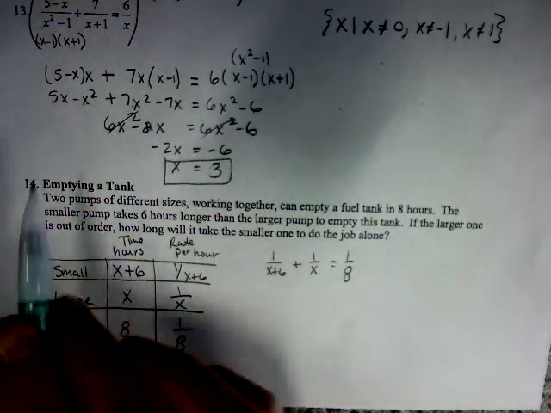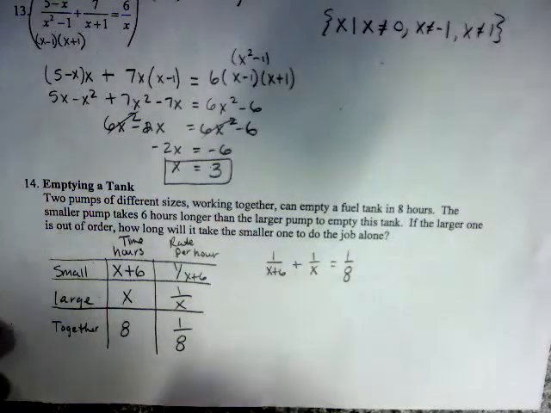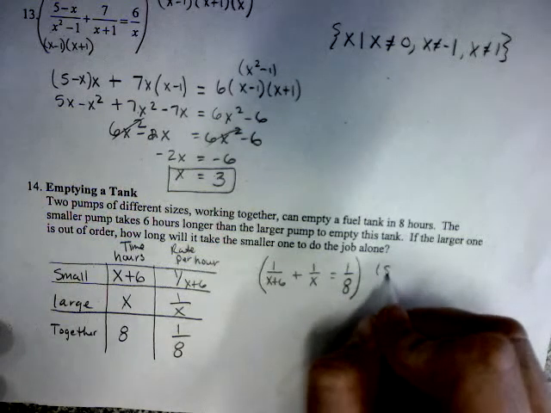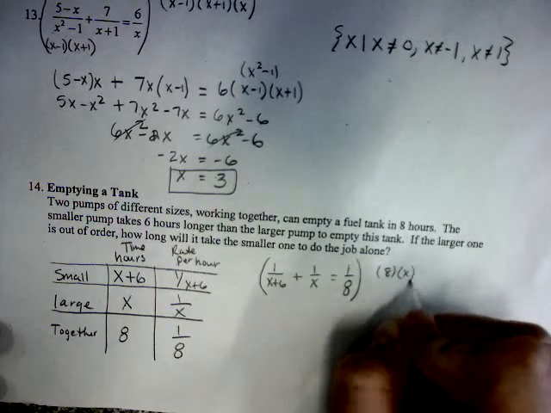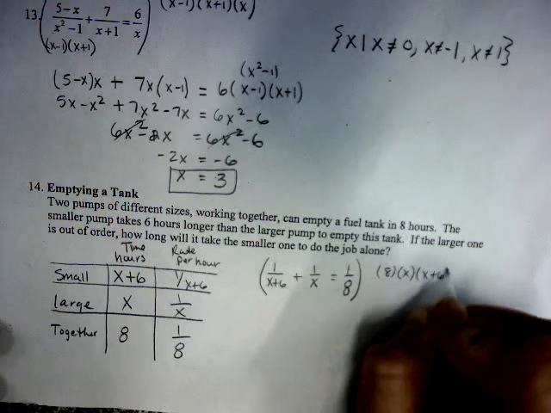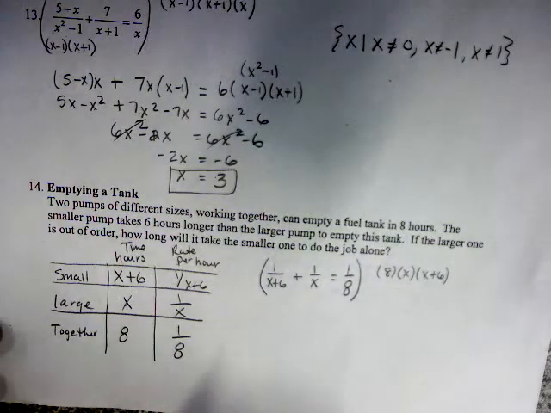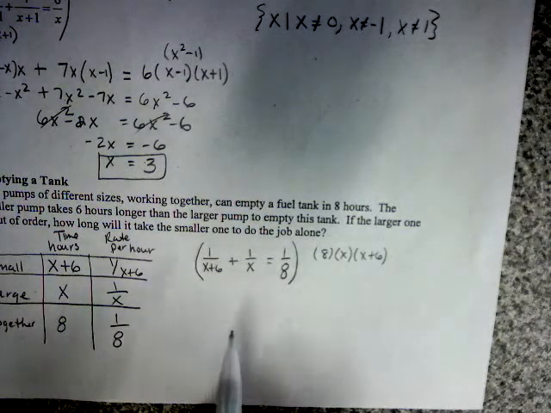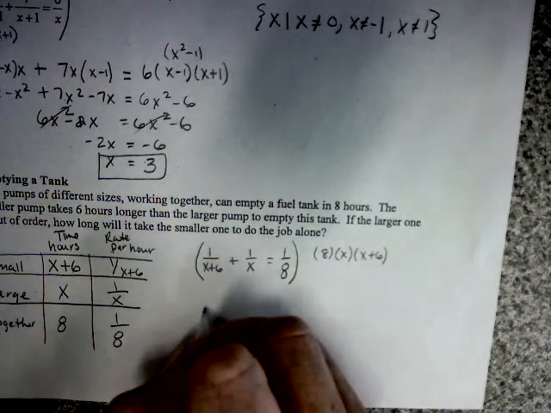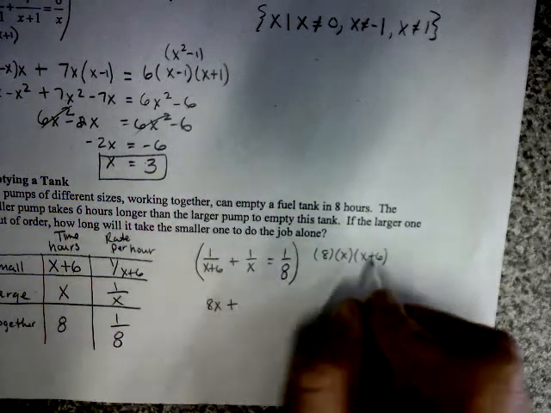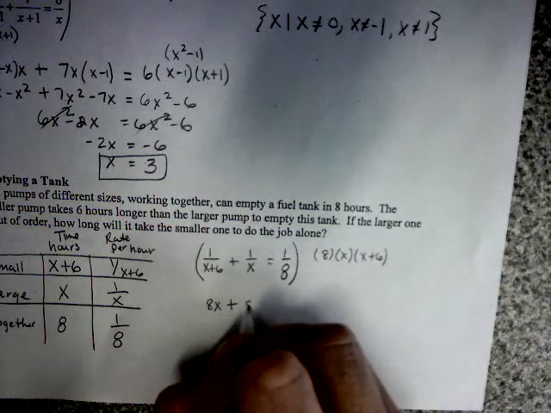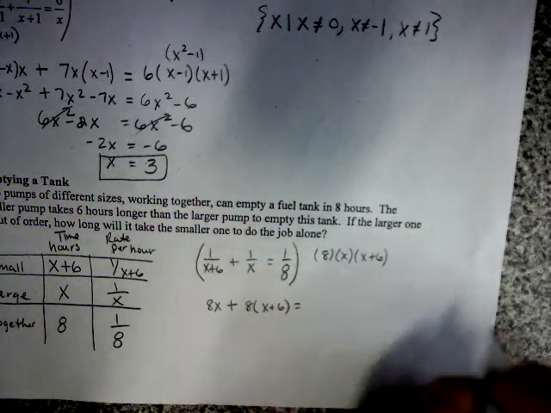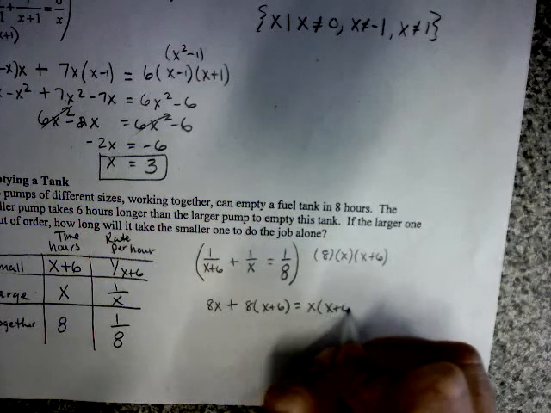So we can just solve this like the problems above, finding a common denominator and multiplying through. For the denominator, we're going to need 8, x, and x plus 6. Okay, so we'll multiply through, and 1 over x plus 6 times that LCD will cancel out the x plus 6, so we'll be left with an 8x. The x will cancel here, and we'll be left with an 8 times x plus 6. And the 8 here will cancel, and we'll be left with an x times an x plus 6.